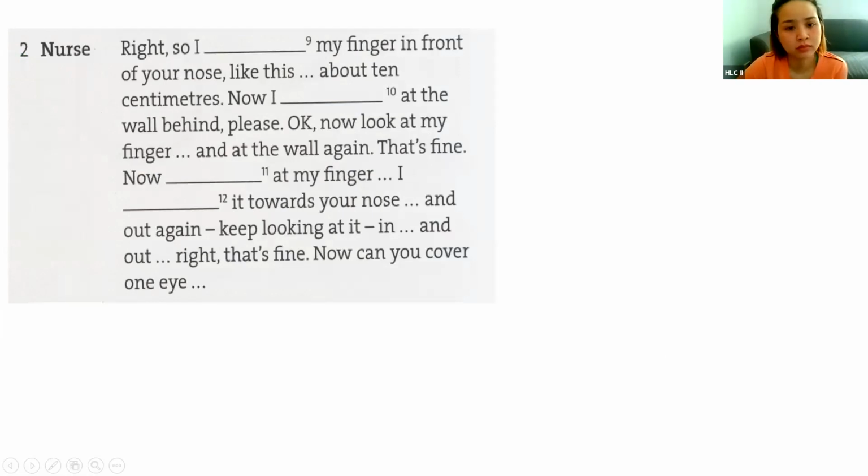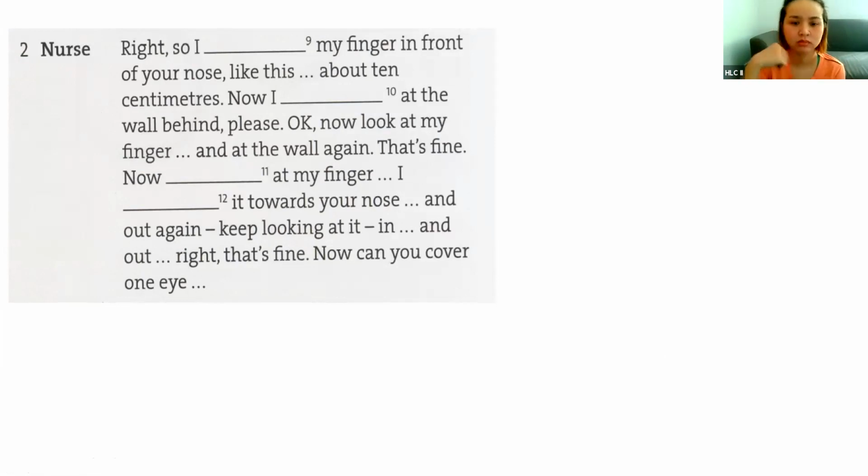2. Right. So I'm going to hold my finger in front of your nose, like this, about 10 centimetres. Now I want you to look at the wall behind, please. OK. Now look at my finger. And at the wall again. That's fine.